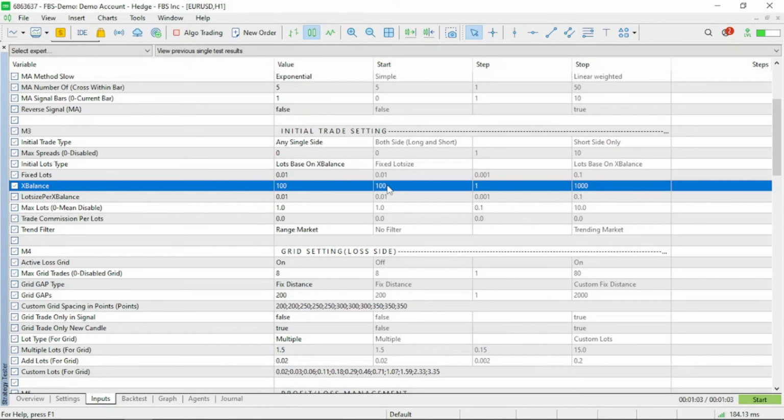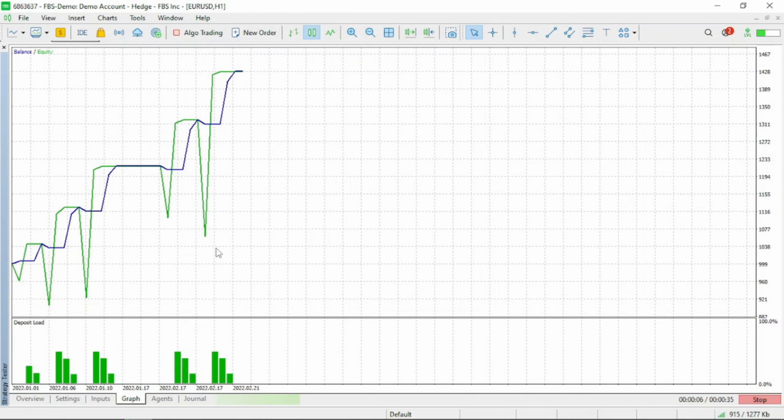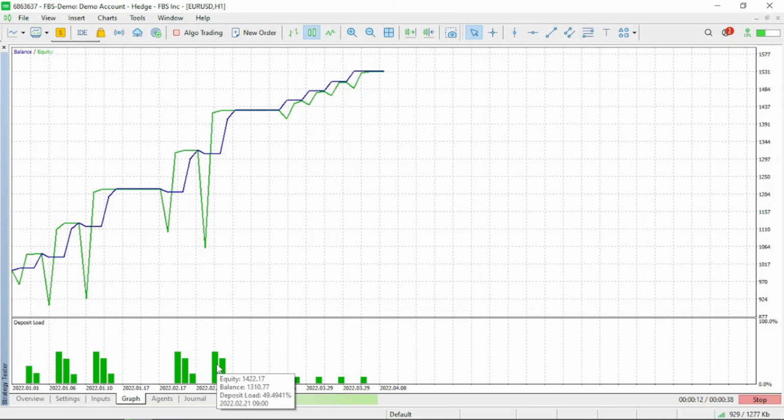I know a lot of you will be testing it on the default. However, I do recommend using a higher X balance. Let's take a look, for example purposes, at what the bot would do at 100. Now that means the first trade would be at a 0.1 lot. And as you can see from the deposit load, even at the beginning, it is already very high.